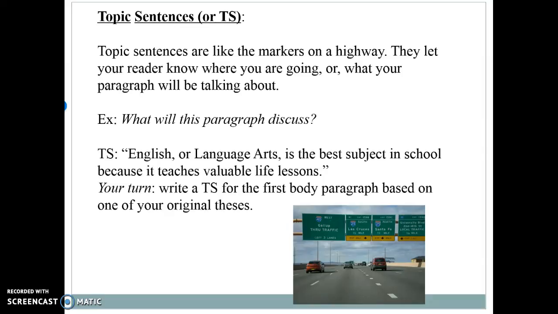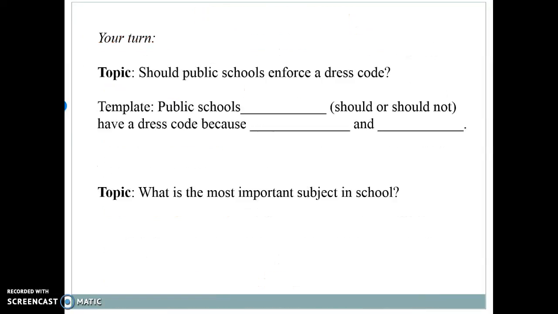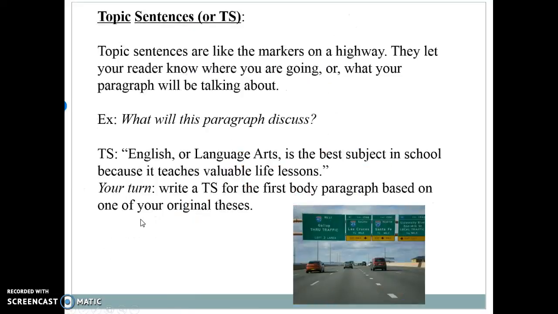Okay, now it's your turn. I want you to write a topic sentence for the first body paragraph based on one of your original theses. So going back, you were asked to create a thesis about what is the most important subject in school. I want you to write your own topic sentence based on that thesis. Go ahead and pause and come back.